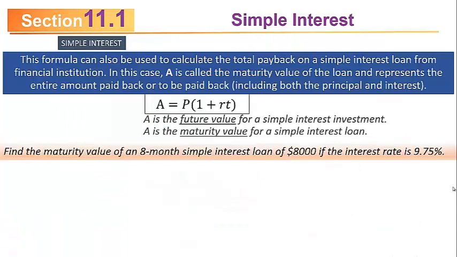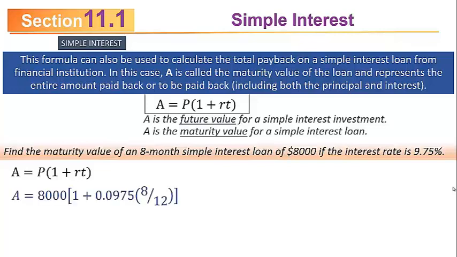How about this? Find the maturity value of an 8-month simple interest loan of $8,000 if the interest rate is 9.75%. Again, I want the maturity value, so I use the formula A is equal to P times the sum of 1 plus RT, and I plug in all the values. The principal is $8,000. The interest rate is 9.75%. If you move the decimal 2 places to the left, you get 0.0975. And you're doing it for 8 months, but the time has to be in years, so you get 8/12 of a year.